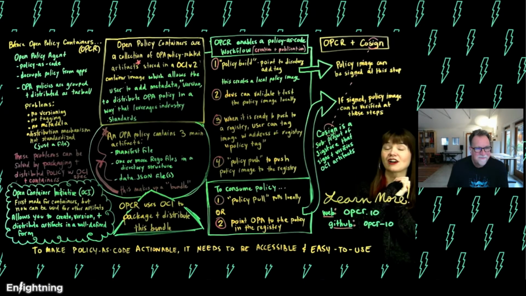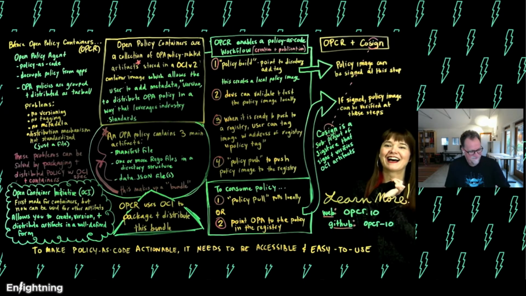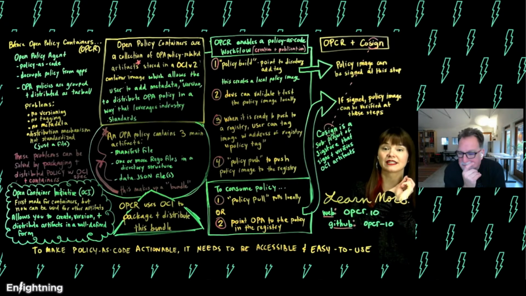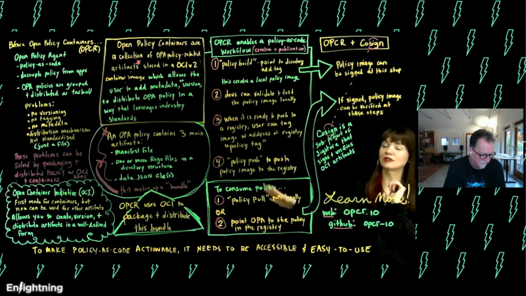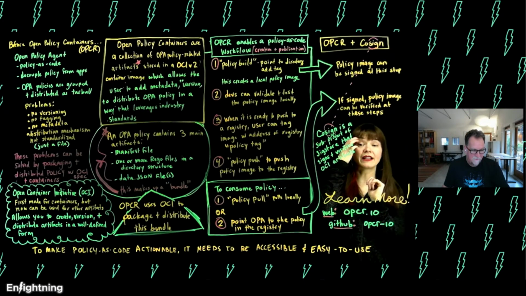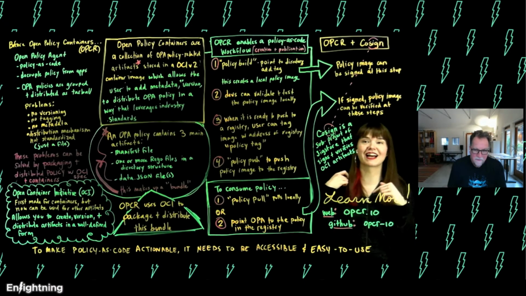Open Policy Containers are a collection of OPA policy related artifacts, which is called a bundle. Again, we'll talk about it in a minute. It's stored as an OCI v2 container image. And this allows the user to add metadata to the bundle, to version it, to distribute OPA policy in a way that leverages industry standards. It leverages industry standards in that it uses OCI, but it leverages industry standards for signing too.